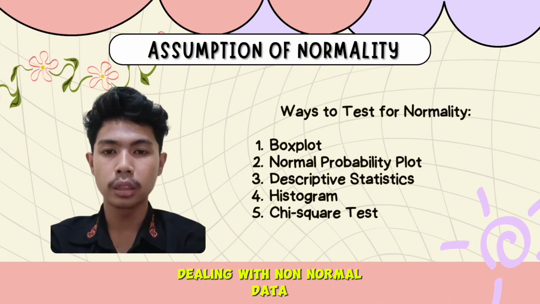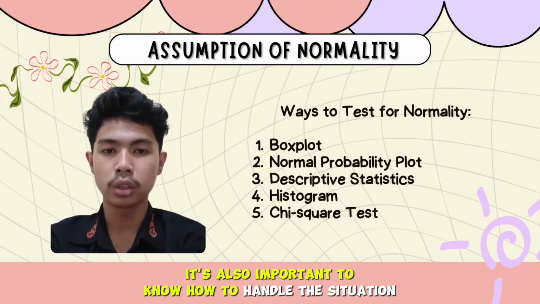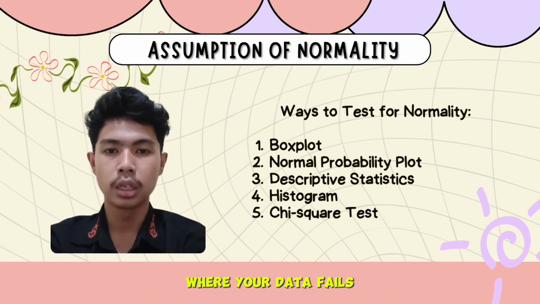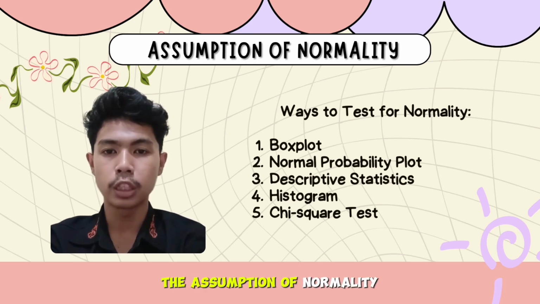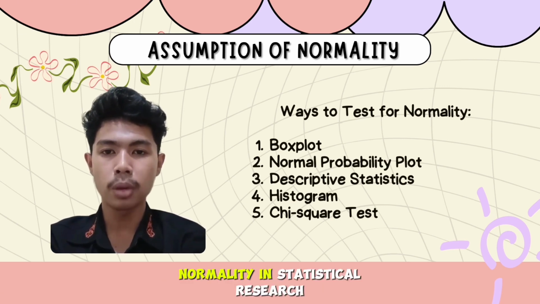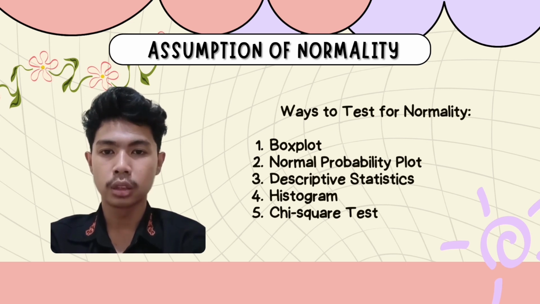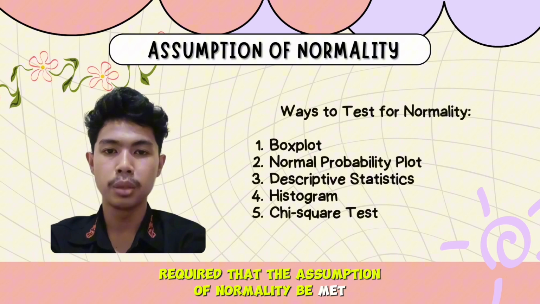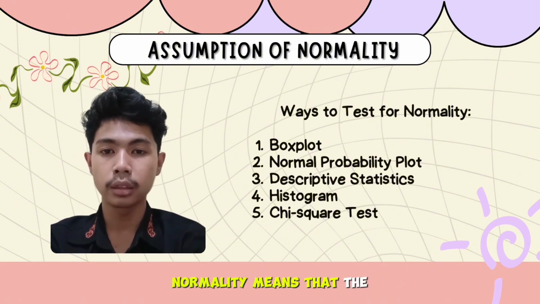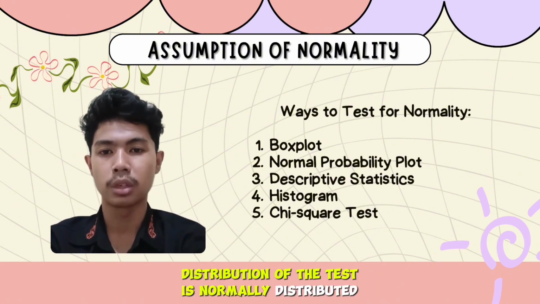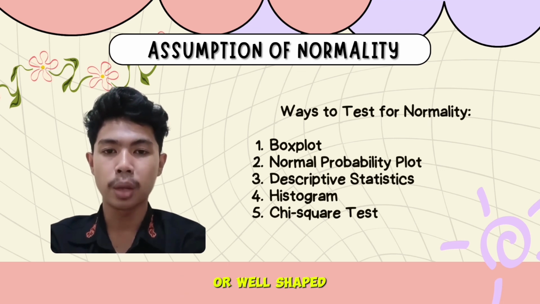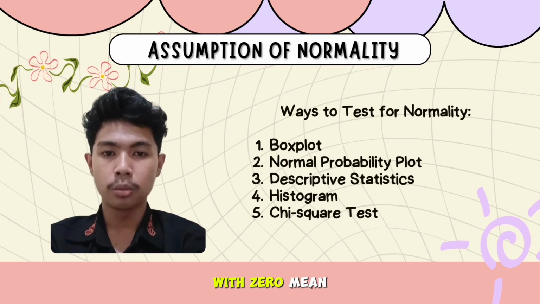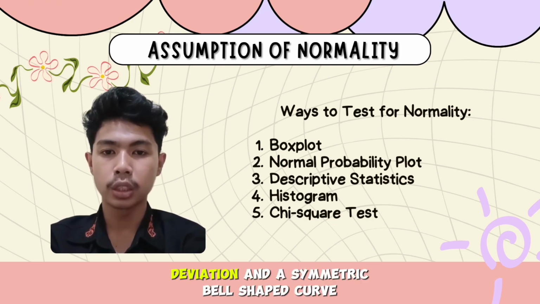4. Dealing with non-normal data. It's also important to know how to handle situations where your data fails the assumption of normality. 5. Normality in statistical research. Most of the parametric tests require that the assumption of normality be made. Normality means that the distribution of the test is normally distributed, or bell-shaped, with zero mean, one standard deviation, and a symmetric bell-shaped curve.